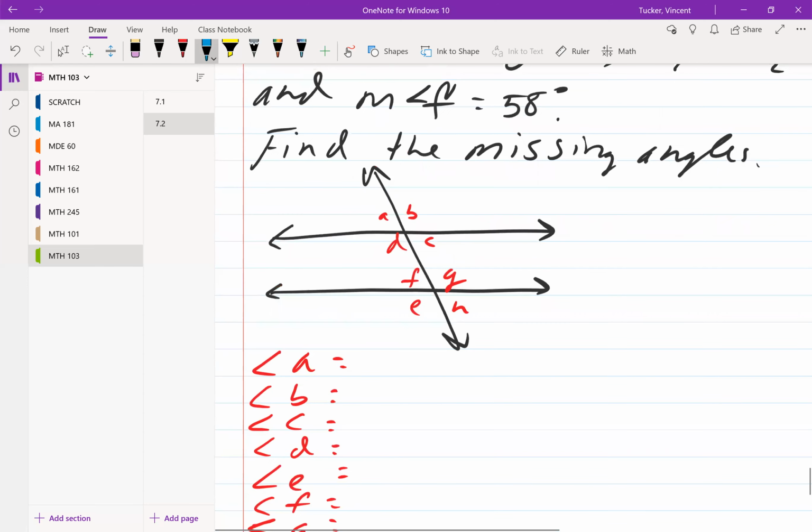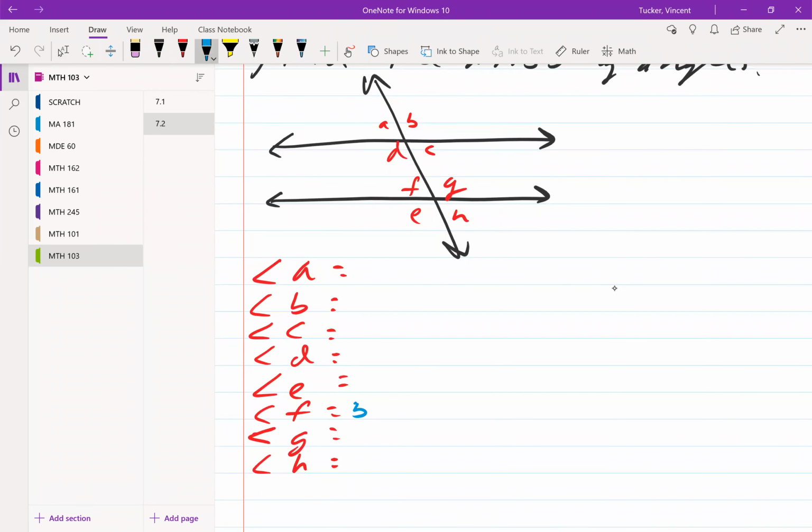F was 58 degrees, and that was given. So we know F is 58 degrees. We can use any relationship that we have up to this point to figure out what these angles are. There are only going to be about two numbers used, and they will be repeated amongst these values.